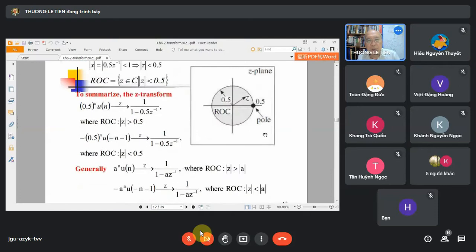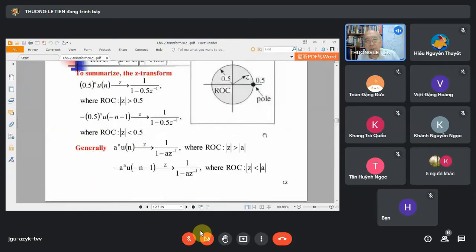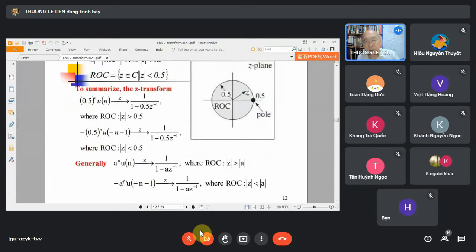Okay. Now, I strongly recommend you better remember this. Try to remember this one. The two formulas are easy to catch up and remember, right?